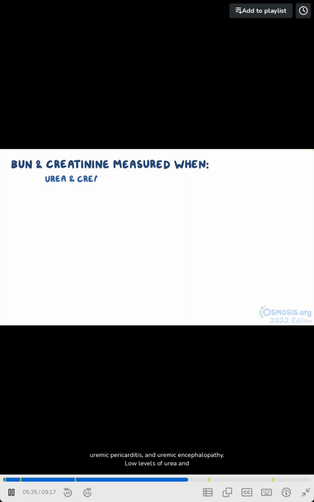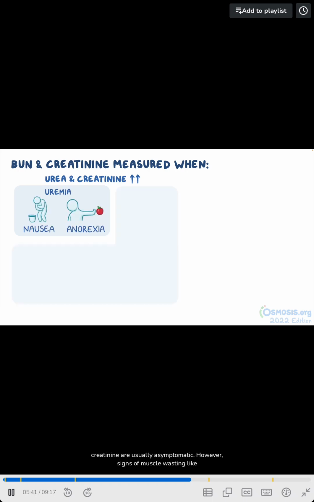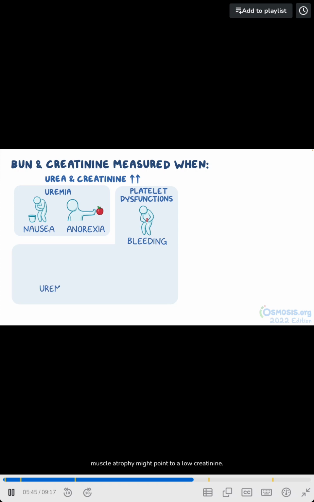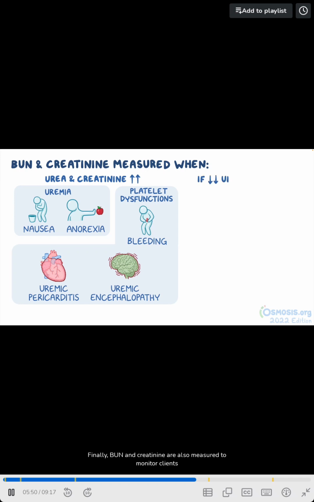A client's BUN and creatinine will be measured when there are signs or symptoms of high or low urea and creatinine. If urea and creatinine are elevated, there can be symptoms of uremia, like nausea, anorexia, platelet dysfunction, such as bleeding and easy bruising, uremic pericarditis, and uremic encephalopathy. Low levels of urea and creatinine are usually asymptomatic. However, signs of muscle wasting, like muscle atrophy, might point to a low creatinine.